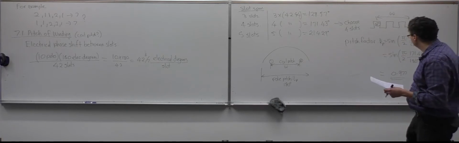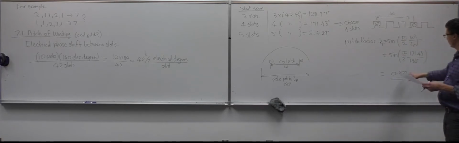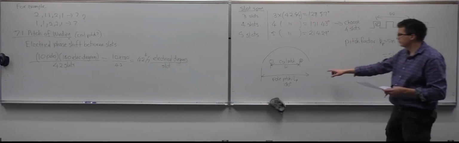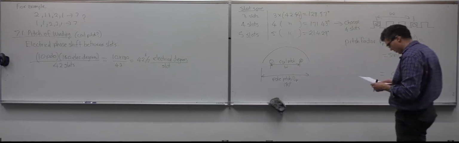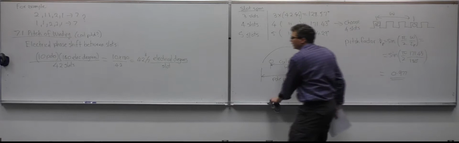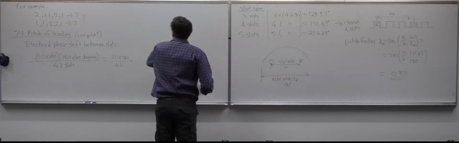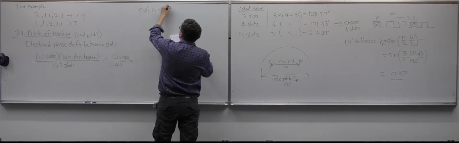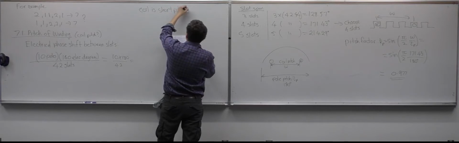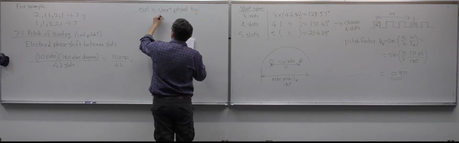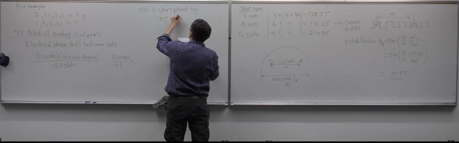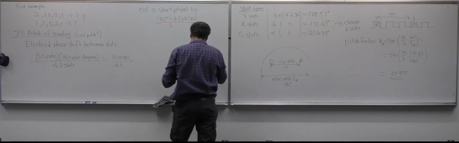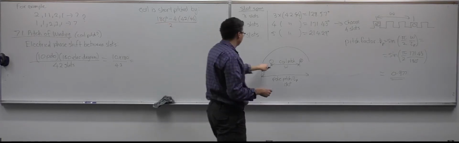Now, actually I should mention that because the coil pitch is less than the pole pitch, it's called short pitched. Maybe I should just write that. So we can say that the coil is short pitched by 180 degrees minus 4 times 42/6, divided by 2. Divide by 2 because it's about 2 sides.